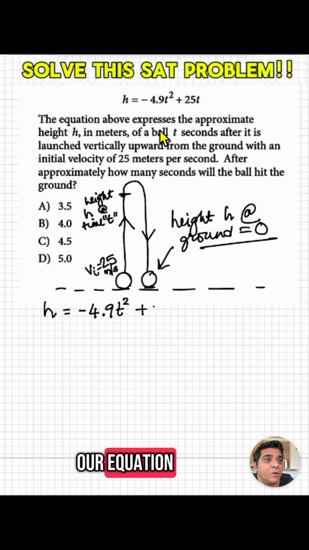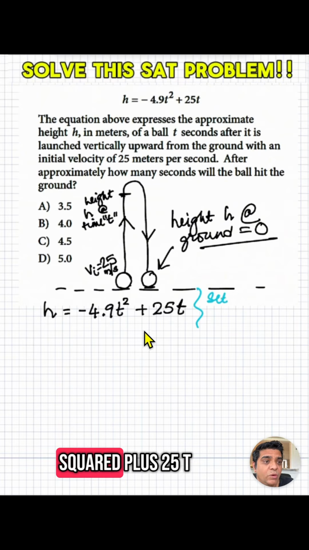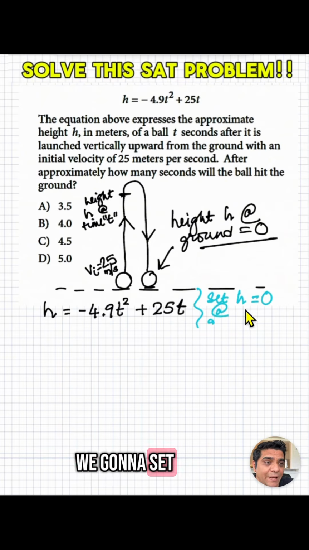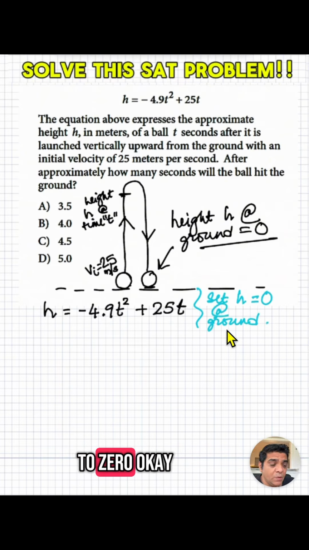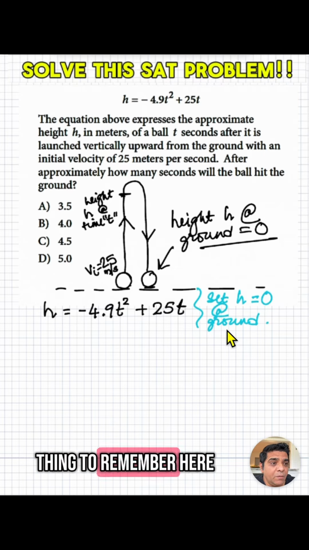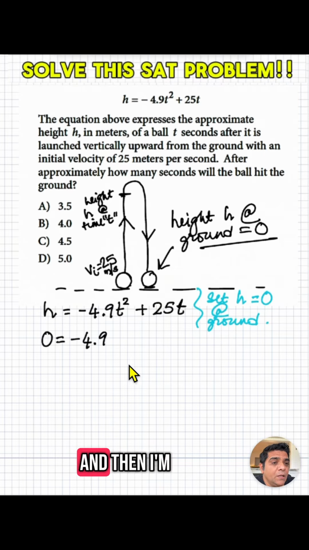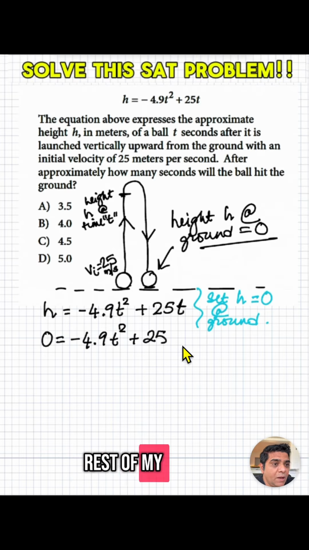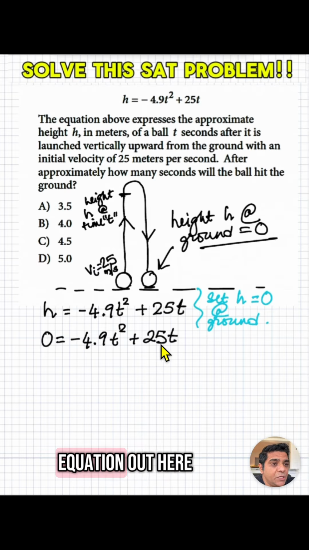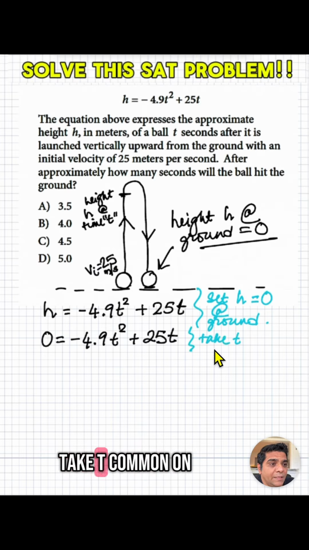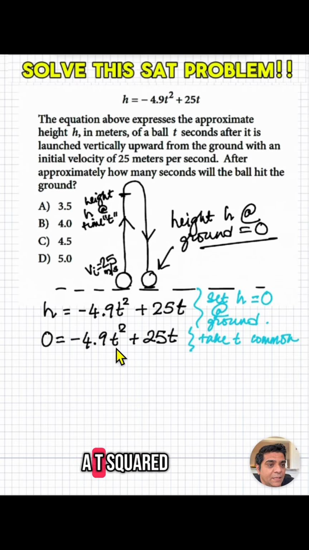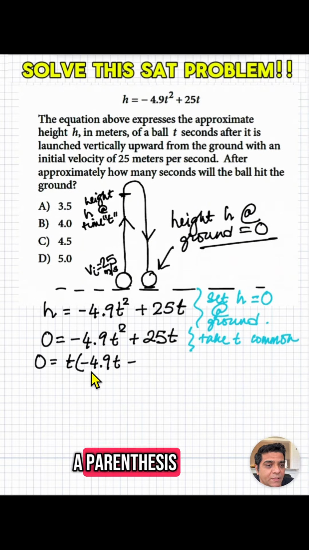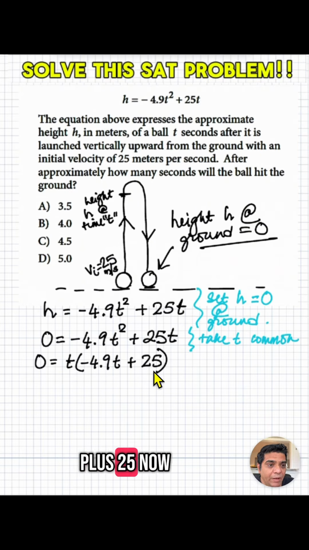So let's write our equation then. h equals minus 4.9t squared plus 25t. We're going to set h equal to 0. That's the important thing to remember here, to set it equal to 0. And then I'm going to write the rest of my equation out here. I'm going to take t common because I see a t squared and a t here. So 0 equals t times, open a parenthesis, minus 4.9t plus 25.